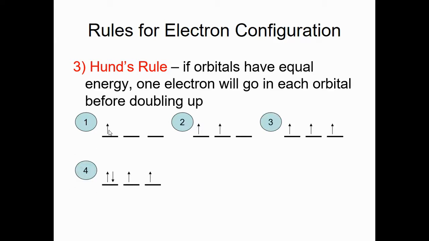If we have 1 electron, it goes by itself. With 2 electrons, this one is not going to double up with the first. It's going to take its own room, its own orbital space. The third electron is going to take its own orbital space. Now here comes the 4th electron. Now it has to double up because there's no other option. Don't double up until you have to.